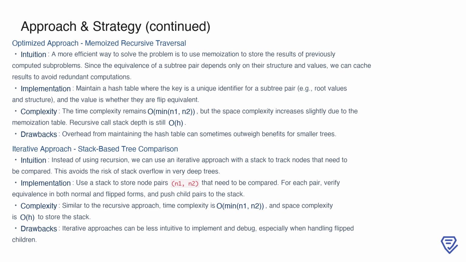To improve upon the brute force approach, we can use a memoized recursive traversal. The intuition behind this optimization is simple yet powerful. Since the equivalence of a pair of subtrees only depends on their structure and values, we can use memoization to store results of previously computed subproblems. This avoids redundant computations by caching results in a hash table, where each key represents a unique identifier for a subtree pair, and the value indicates whether they are flip equivalent.